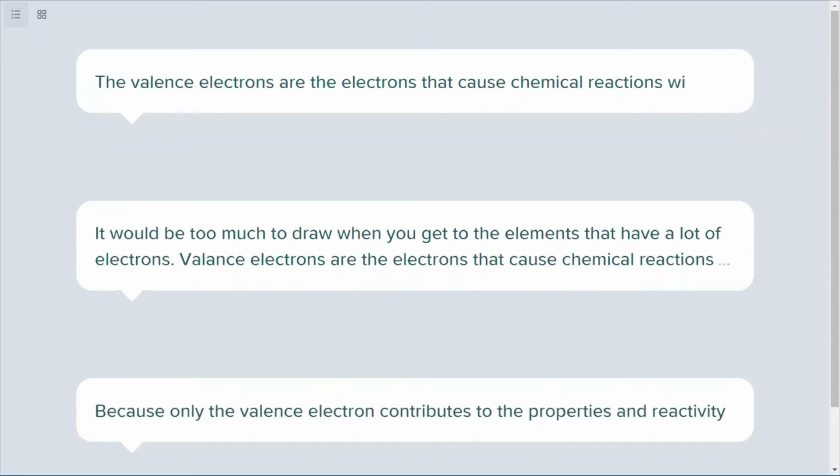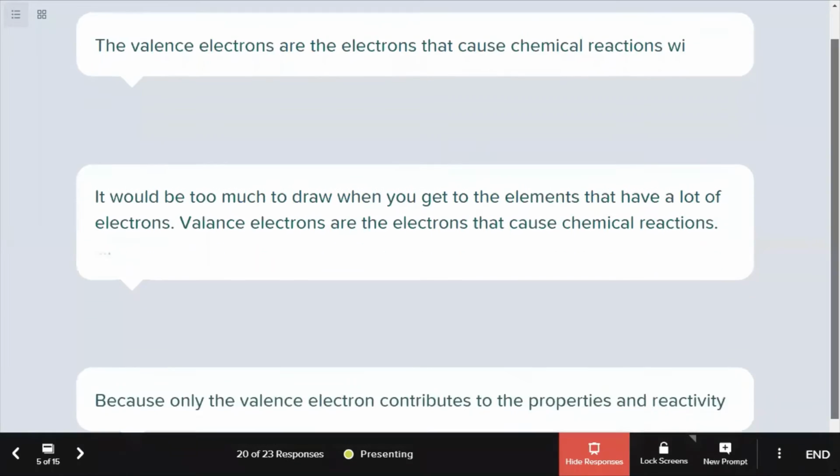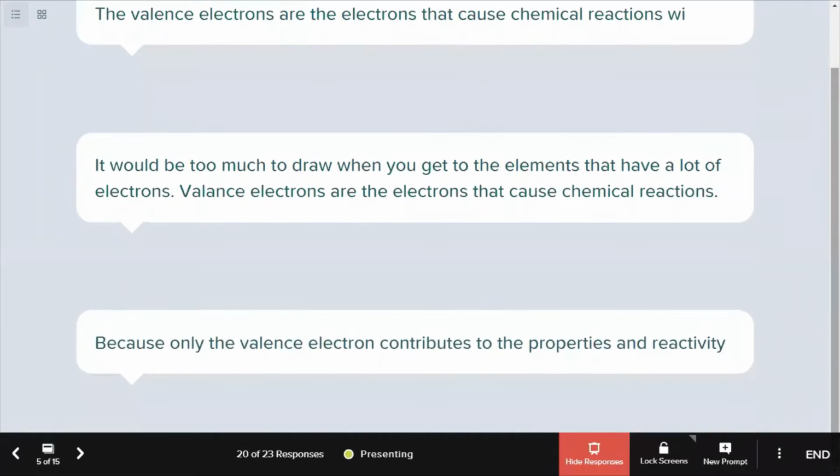So if we were in person and we had a test, if I heard someone going like that, you can automatically see that something's going wrong on that exam because that person is drawing entirely too many dots. You'll never need that many because we only care about the valence electrons. And then lastly, only the valence electrons contribute to the properties and the reactivity.